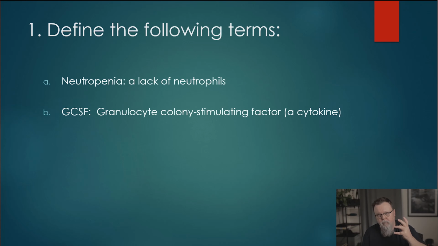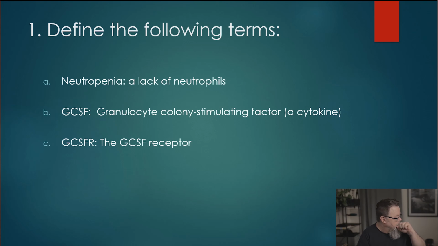GCSF, which can be a little bit of a mouthful, is a granulocyte colony stimulating factor. It's a cytokine, and that cytokine is a ligand that binds to GCSFR, which is the GCSF receptor. When GCSF binds GCSFR, then signal transduction results in gene expression, which triggers the differentiation of granulocytes.